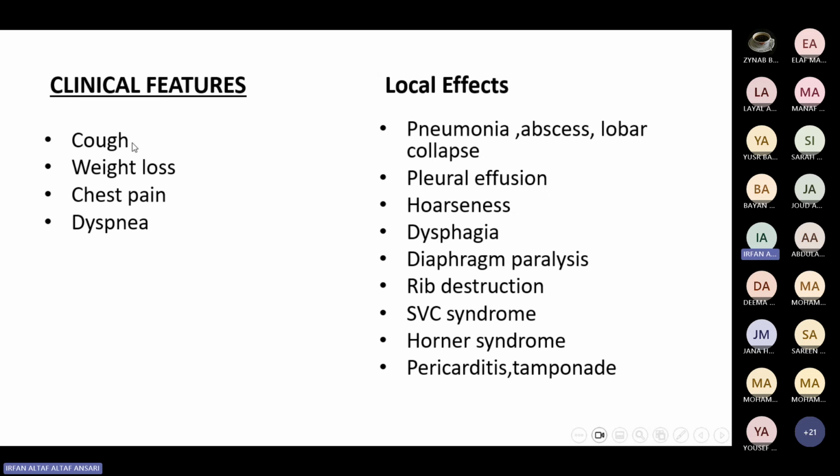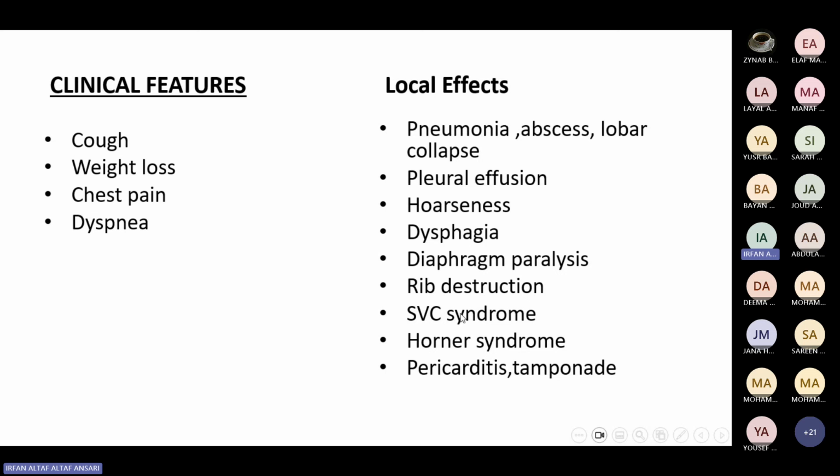Clinical symptoms: you have cough, hemoptysis, weight loss, chest pain, breathlessness. You will also get the local effects due to the tumor. Sometimes you get pneumonia, abscess, collapse of the lobe, pleural effusion, hoarseness of the voice if the recurrent laryngeal nerve is involved, dysphagia if the tumor is large, compressing the esophagus, diaphragm paralysis if there is involvement of the phrenic nerve. If it comes towards the ribs and the surface, you get rib destruction.